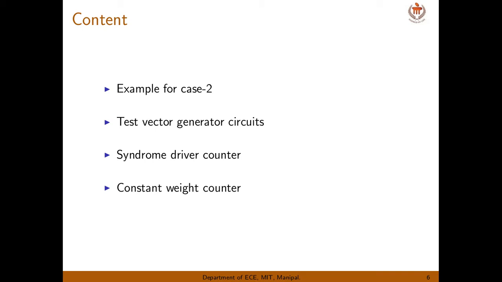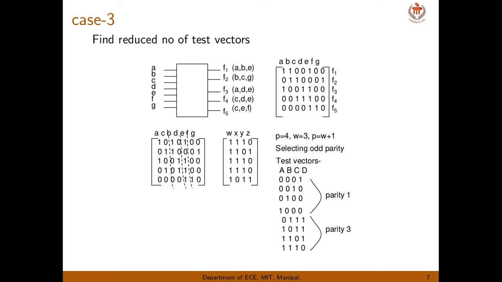In that, we will study first syndrome driver counter and constant weight counter. These two circuits we will observe in this tutorial. So, find the reduced number of test vectors. This is the example for the previous pseudo exhaustive testing generator. So there we have taken this example.